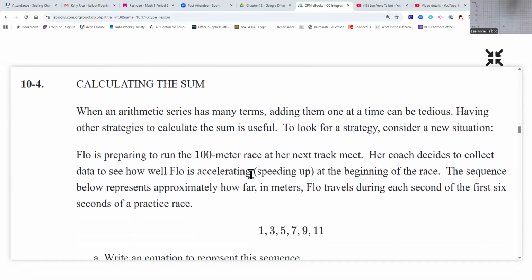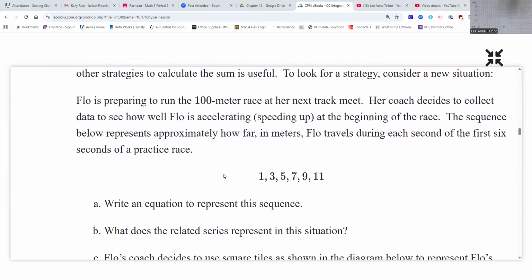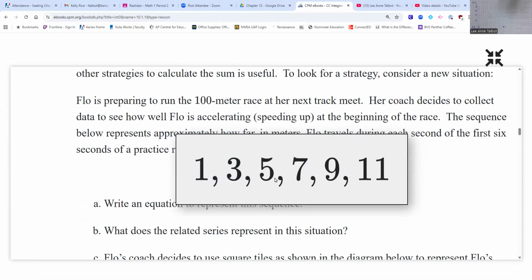Okay, number 4. When an arithmetic series has many terms, adding them one at a time can be tedious. Having other strategies to calculate the sum is useful. To look for a strategy, consider a new situation. Flo is preparing to run the 100-meter race at her next track meet. Her coach decides to collect data to see how well Flo is accelerating, speeding up at the beginning of the race. The sequence below represents approximately how far in meters Flo travels during each second of the first 6 seconds of a practice race.